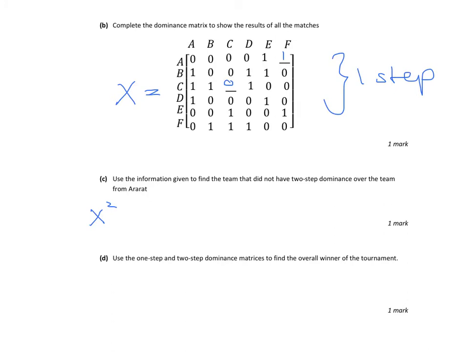So because it's asking for the town, we don't want to write just D, we do have to write the actual name. So you need to refer back to the context of the question. Part D: use the 1 and 2-step dominance matrices to find the overall winner of the tournament. So that means we want to do our 1-step plus our 2-step to get our answer.